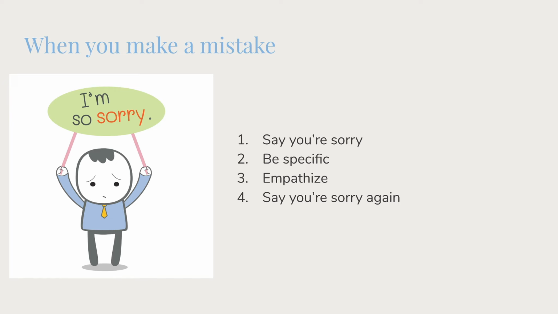When you make a mistake, we all make mistakes, and it's best to be honest and to check ourselves. So one, say you're sorry. Two, be specific of what you're sorry about. Three, empathize. And four, say you're sorry again.